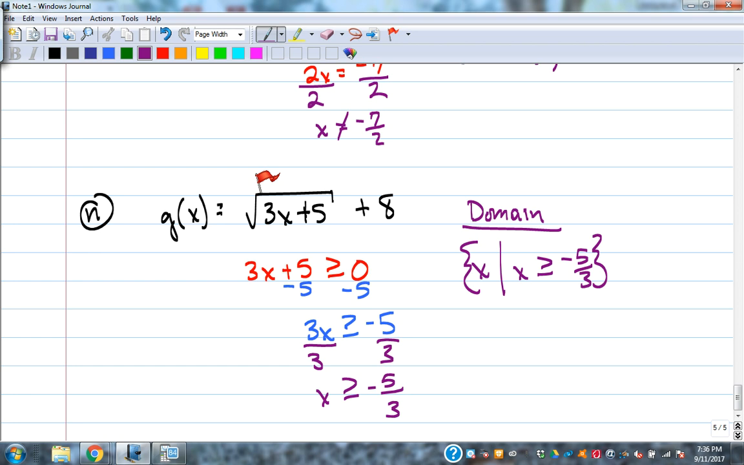Interval notation for that. It says X's are bigger than or equal to negative 5/3. So what's the smallest number? Negative 5/3 is the smallest number we can use. Bracket or parenthesis? Bracket, because it's equal to, right? And it goes to where? Positive infinity, because it's going up. Right? So it starts at negative 5/3, and then goes up to positive infinity for the domain.